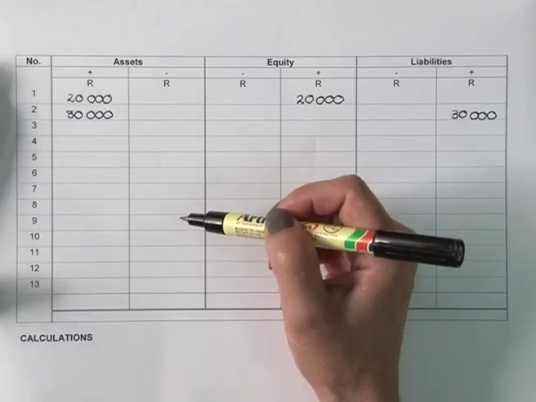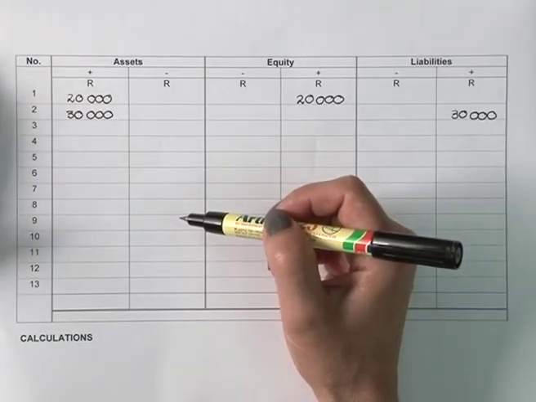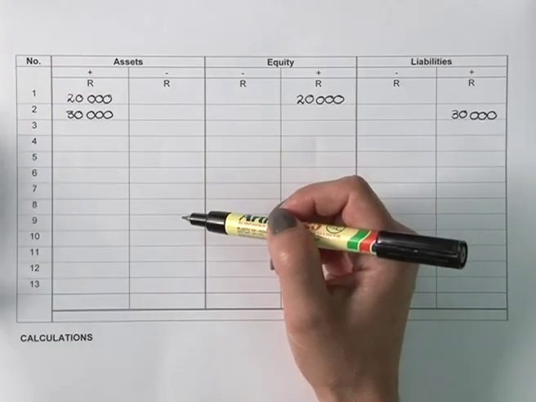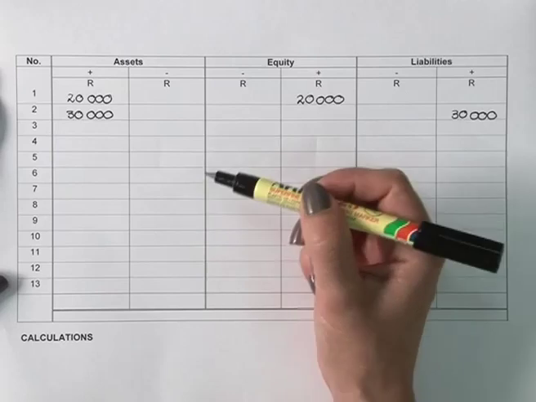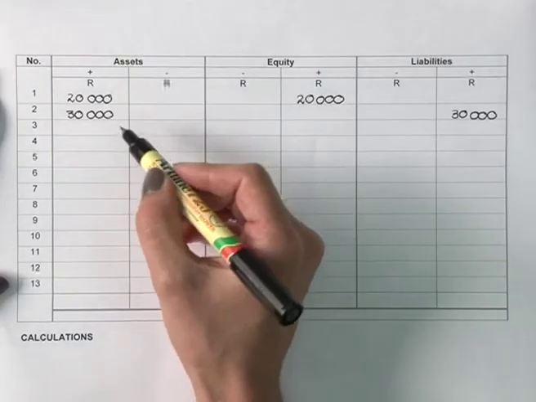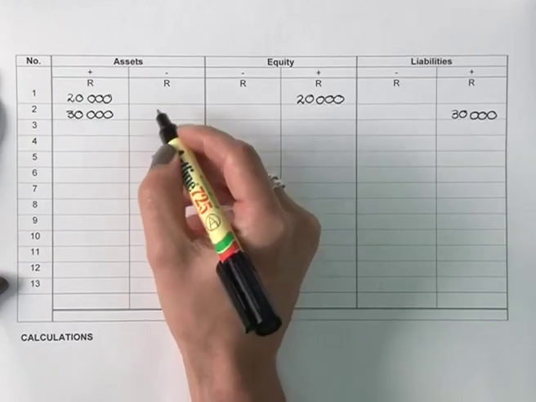Third transaction. We paid rent for the month by check, 3,000 Rand. A check is as good as cash. It's one of those vouchers that anyone can go to a bank and exchange for cash. So if we paid the rent with a check, our money in the bank decreases. So under assets, we'll have to look at a decrease of 3,000 Rand.